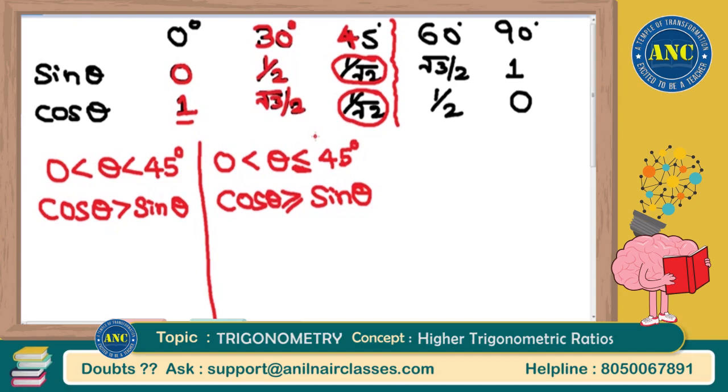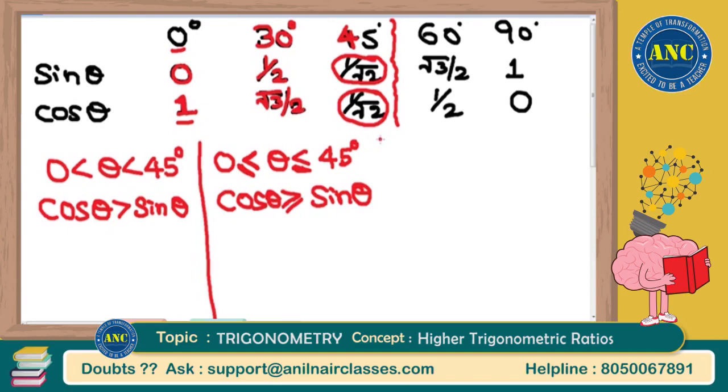Cos theta will be greater than sin theta. In fact, cos theta will be greater than or equal to sin theta. Now, can I put equals here? You can put, it makes no difference. That means for 0 less than theta less than or equal to 45, cos theta is greater than or equal to sin theta. Similarly, for 0 less than or equal to theta, it makes no difference. Anyway, they are not becoming the same at 0 degrees, right? So it makes no difference whether you put equals here or not.